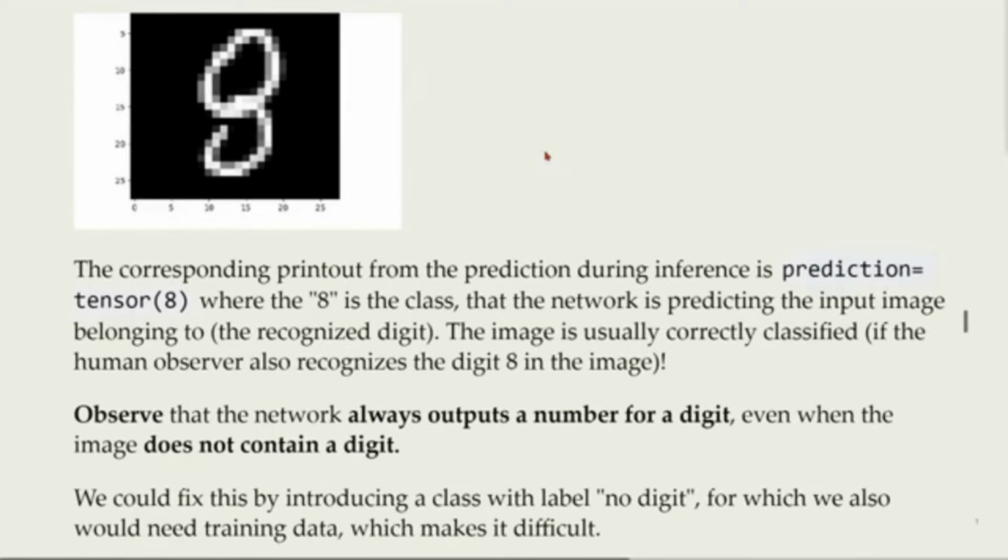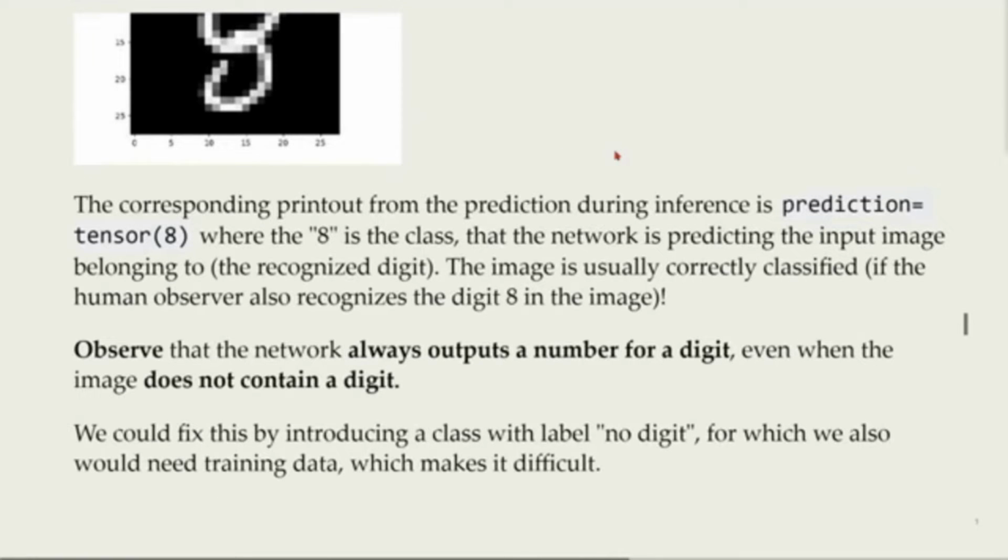So observe that the network always outputs a number for a digit, even when the image does not contain a digit. We can fix this by introducing a class with a label noDigit, for which we also will need training data, which makes it difficult.